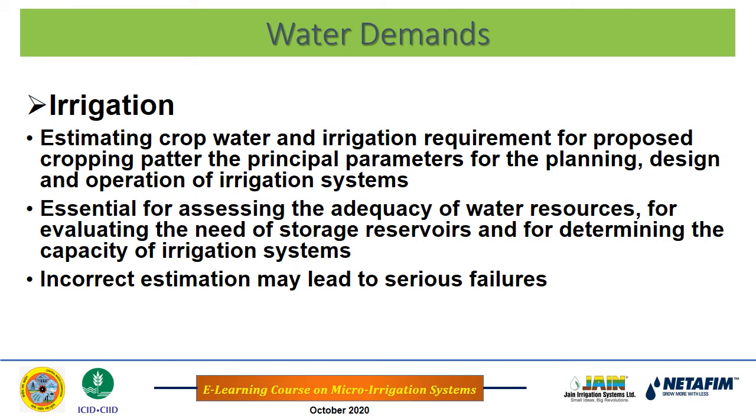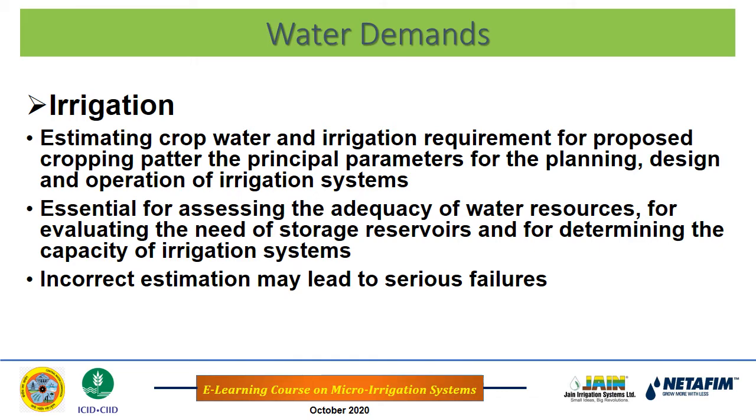Now in working out water demands, our primary requirement is the water demand for irrigation. Estimating crop water and irrigation requirement for the proposed cropping pattern is the principal parameter for planning, design and operation of irrigation systems. It is essential for assessing the adequacy of water resources, for evaluating the need for storage reservoirs and for determining the capacity of irrigation systems.